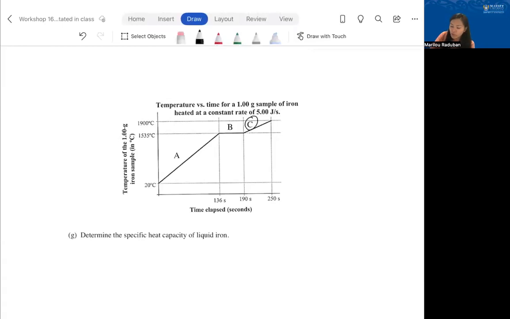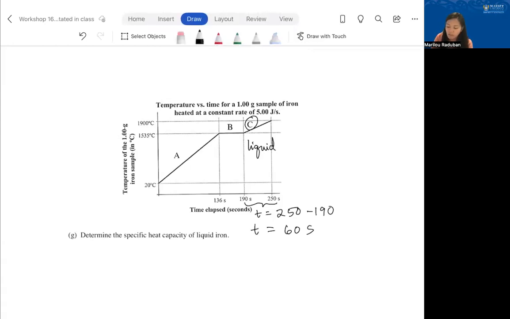We've identified earlier that region C is when iron exists as a liquid only. And so any heat added to that liquid iron goes into the increase in temperature of liquid iron. That goes on over the time interval from 190 seconds to 250 seconds. So that's a time of 250 minus 190, 60 seconds.